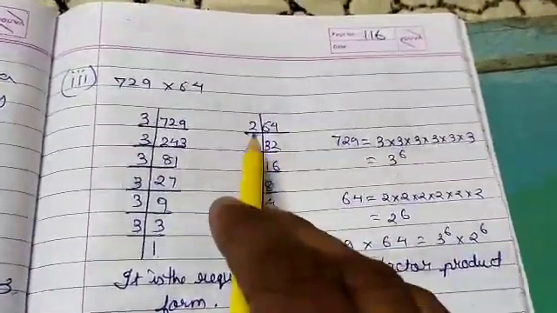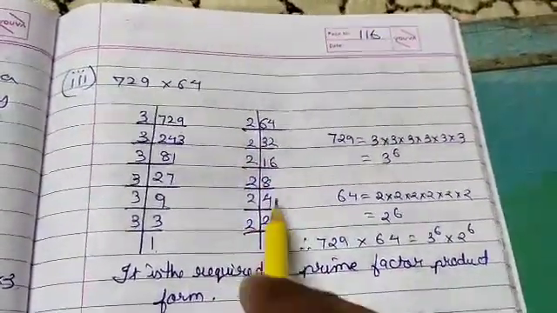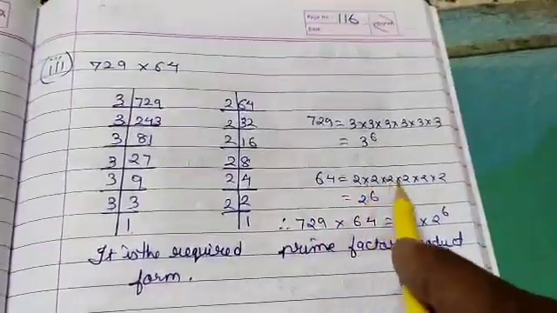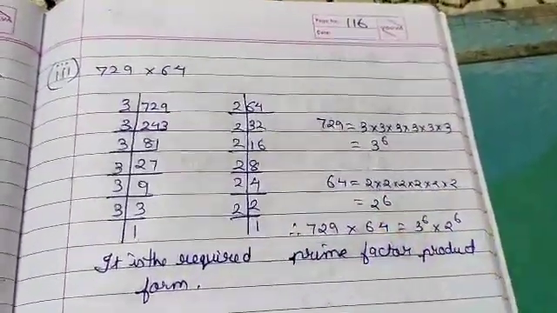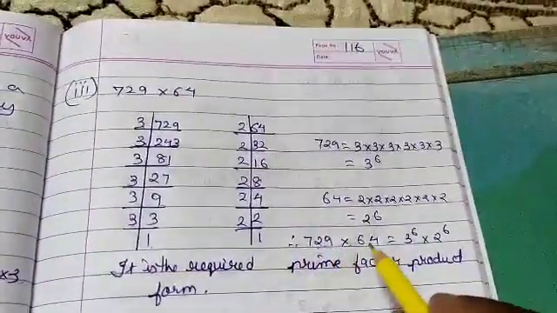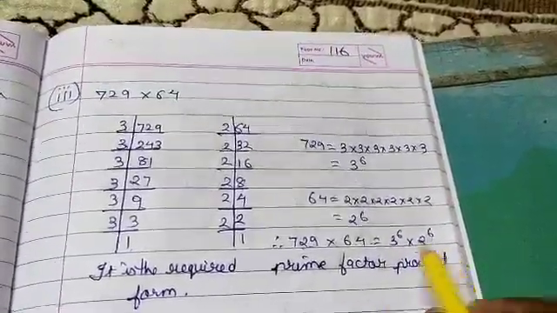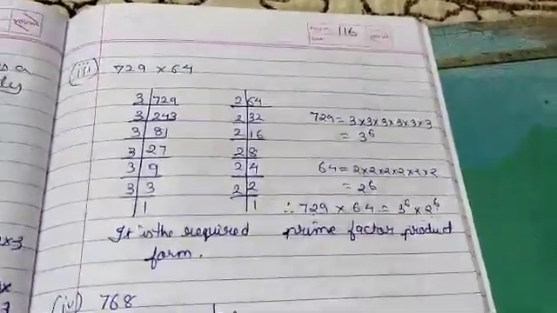Then find the prime factors of 64, 2 32s are, 2 16s are, 2 8s are, 2 4s are, 2 2s are, 2 1s are. Then write down the prime factors of 64, that is 2 into 2 into 2, 2 into 2 into 2, that is 2 raised to the power 6. Then write down both the numbers in multiple form, that is 729 multiplied by 64 gives 3 raised to the power 6 multiplied by 2 raised to the power 6. It is the required prime factor product form.